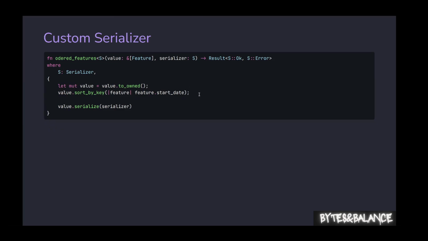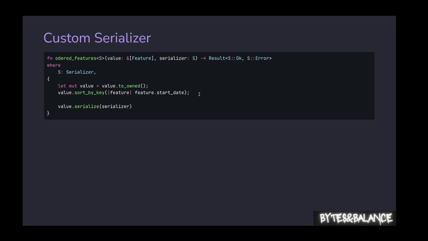So ordered features takes in a slice of feature objects, value, and a serializer. The function sorts the input slice of feature objects by the start date field and then serializes the sorted slice using the provided serializer. The function returns a result type that represents the outcome of the serialization process. If it is successful, the result will contain the serialized value, which is S::Ok. If it's not successful, then an error occurs during serialization. The result will contain an error value of type S::Error.